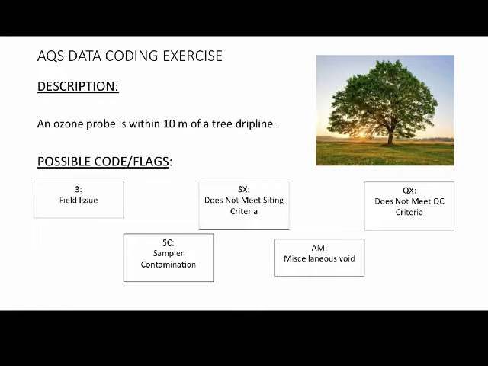This is a relatively simple one. An ozone probe is within 10 meters of the tree drip line. Your possibilities are field issue, does not meet siting criteria, does not meet QC criteria, sampler contamination, or miscellaneous void. Your minute starts now. Okay, 15 seconds.